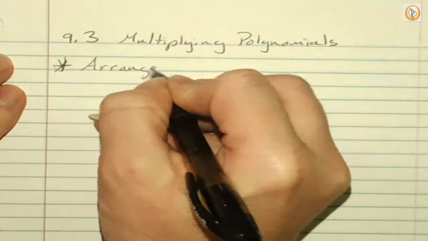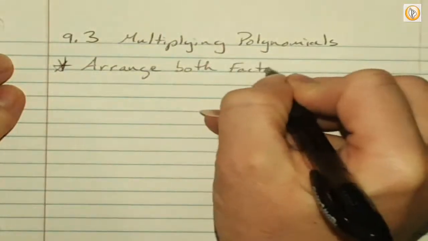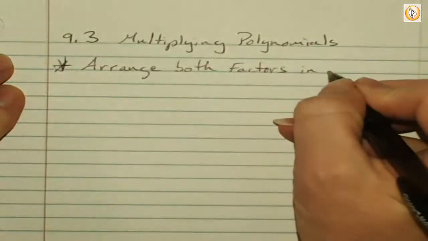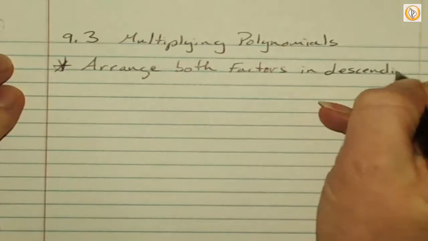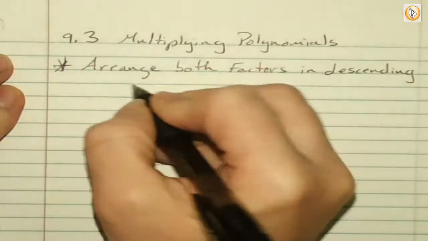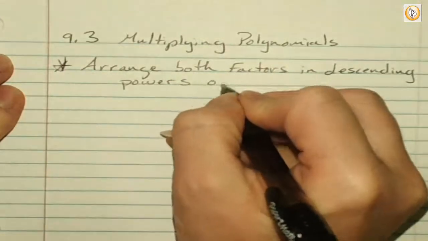Okay, so the first thing, you're going to arrange both factors in descending order. Are you writing? Descending powers of the same variable.